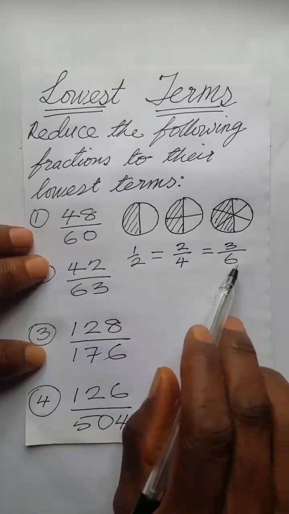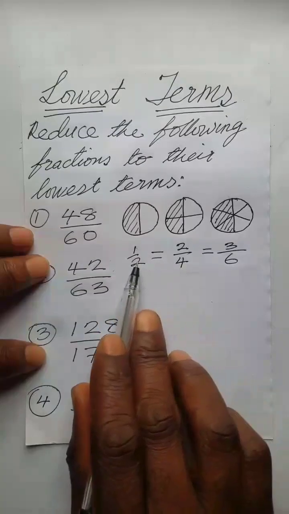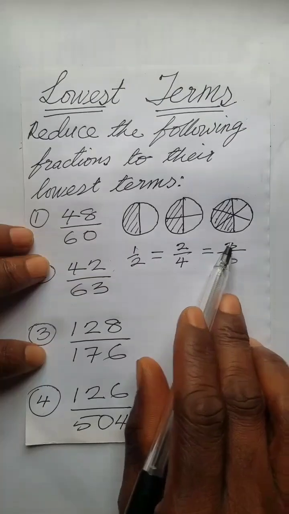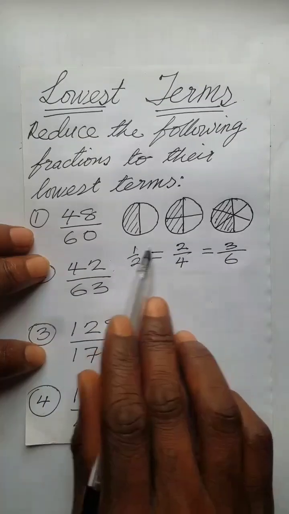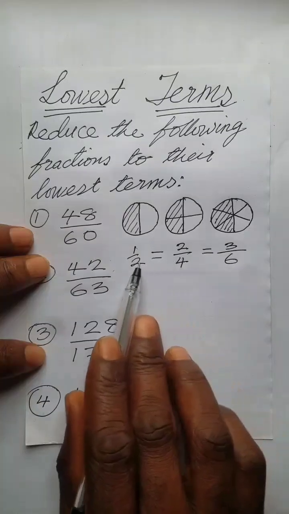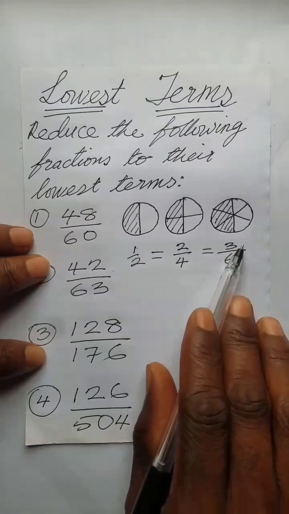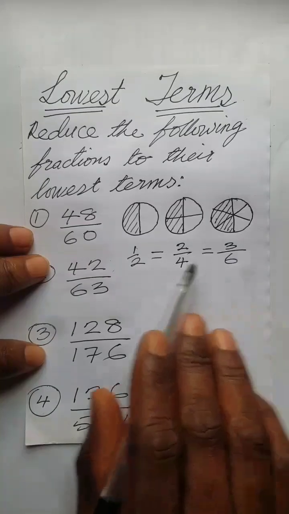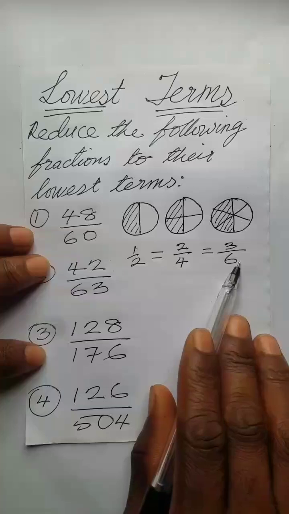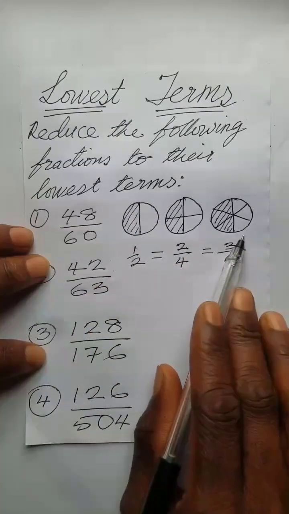But if you notice, the number here is bigger than what we have here. This is bigger than what we have here. And this is the greatest. 3 is the greatest, bigger than 1 and 2. 6 is bigger than 4 and 2. So this fraction is expressed in the highest form, while this is expressed in the lowest form. Though all of them have the same value, they are all half. You can agree with me.